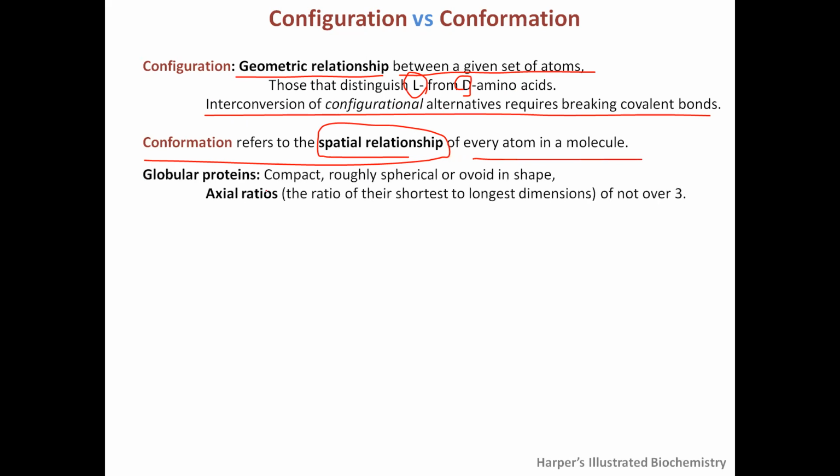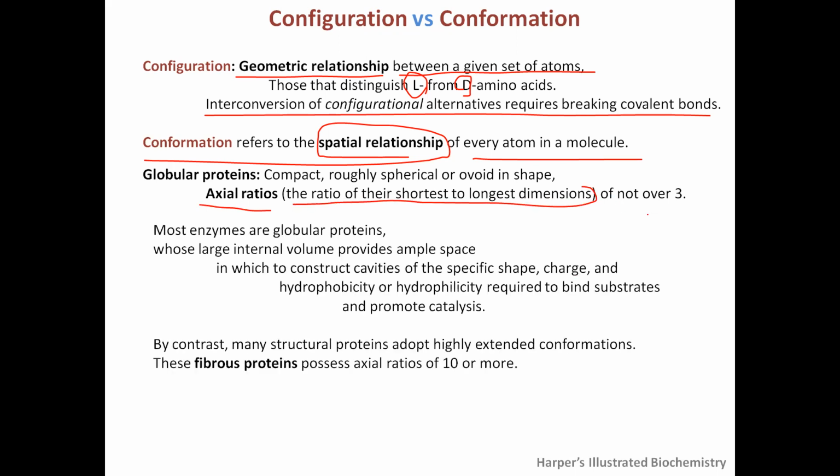Globular proteins are compact, roughly spherical, and ovoid in shape, and the axial ratio, that is the ratio of the shortest to the longest dimension, is not over 3. Most enzymes are globular proteins whose large internal volume provides ample space in which to construct cavities of the specific shape, charge, and hydrophobicity or hydrophilicity required to bind substrates and promote catalysis.